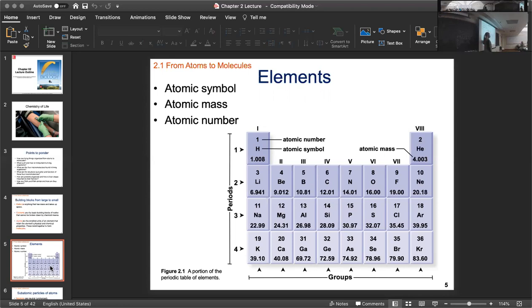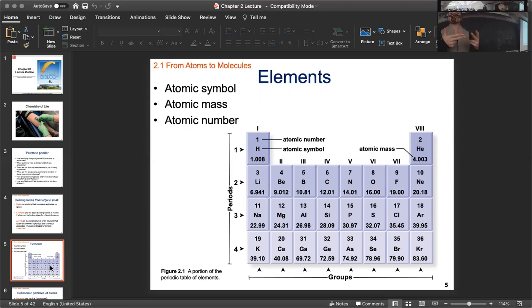Anybody know what this one is? Sodium. Good. And then when you put sodium and chloride together, what does that make? Sodium chloride. It makes salt. Yeah. So those atomic symbols are essentially the names of the elements, and they help us to identify them.